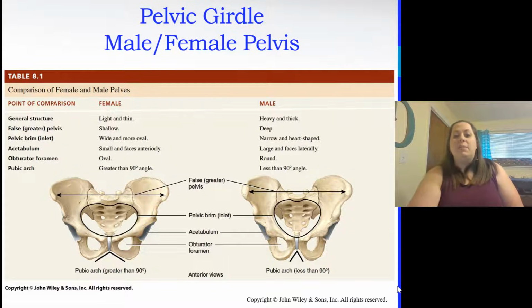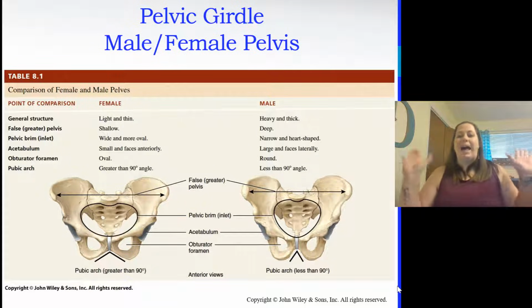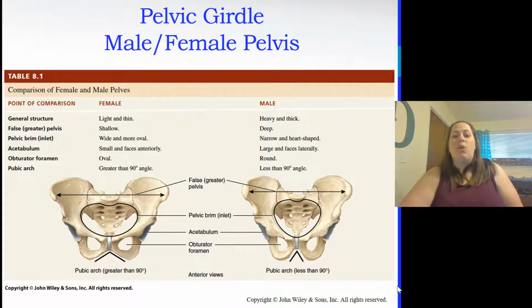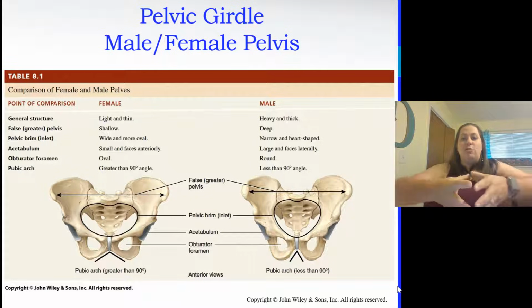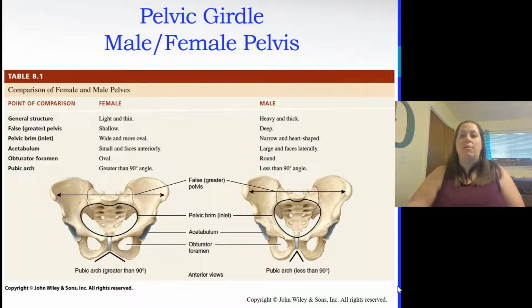The acetabulum is going to be smaller, and it's going to face more anteriorly in females, but it's going to be larger and more lateral in males. We do see that the obturator foramen is going to be more oval in females and round in males, and the pubic arch is going to be greater than 90 degrees in females and less than 90 degrees in males. Now, there's a couple of reasons for this, and the main reason is childbirth. We need those rims to be more shallow. We need the brim to be wider and more open, as well as a greater angle in that pubic arch to allow for spread so that the baby can fit through the canal.